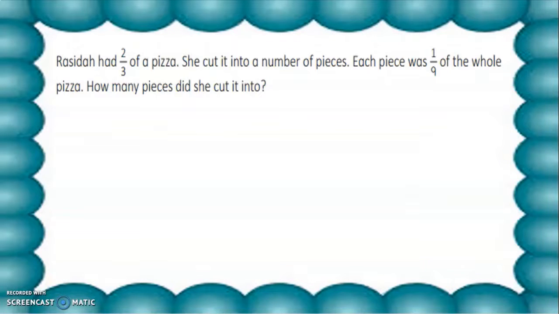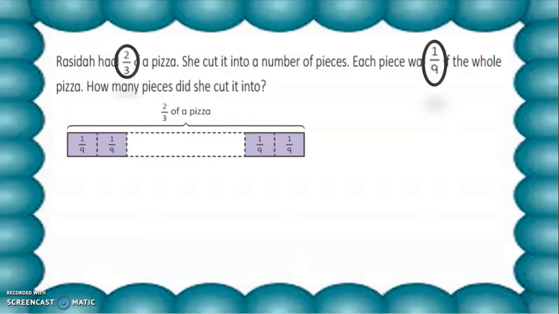Let's answer this word problem. Rasida had 2/3 of a pizza. She cut it into a number of pieces. Each piece was 1/9 of the whole pizza. How many pieces did she cut it into? So we're going to have the important information, the 2/3 and the 1/9. We're going to draw the model. The 2/3 of a pizza, each was 1/9. We're going to find how many pieces she cut.